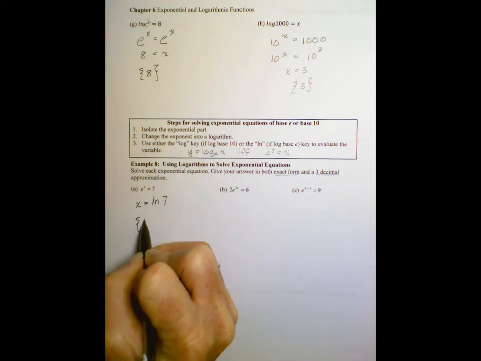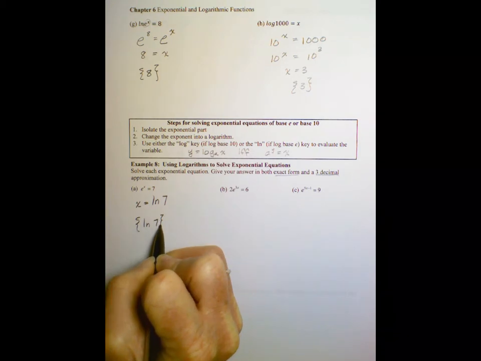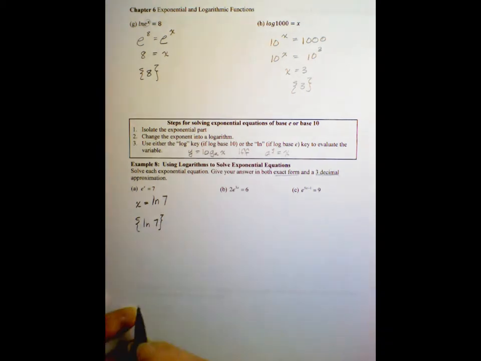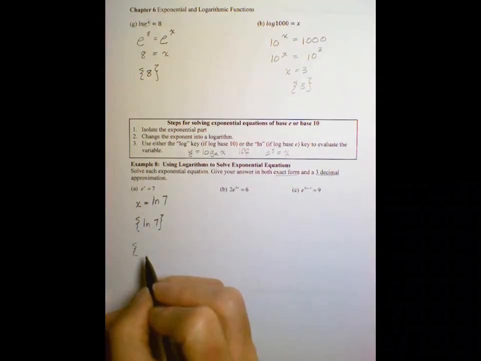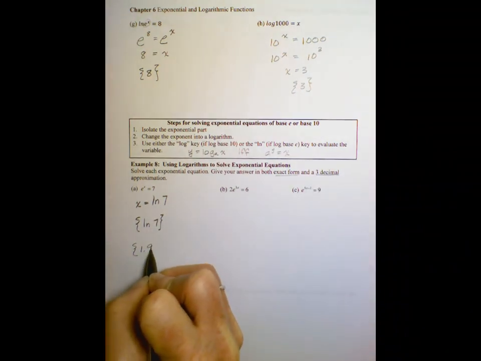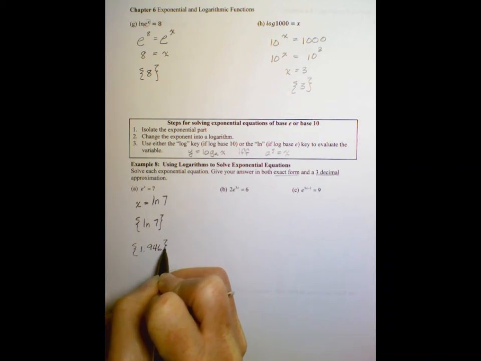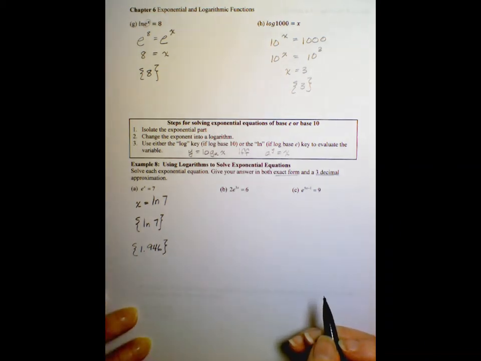In exact form, we'd write the natural log of 7. Then on your calculator, you would calculate the natural log of 7, rounding to 3 decimals, and you would get 1.946. Be sure you can do that. Check that as you work through these with me. You should be using your calculator, see if you're getting the same thing.